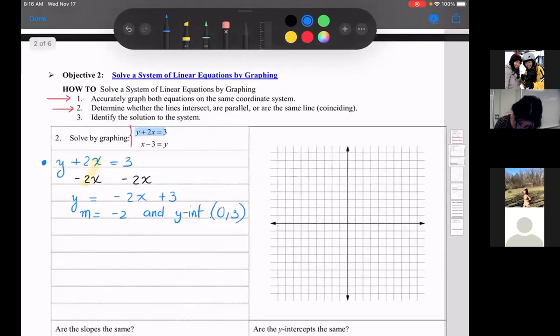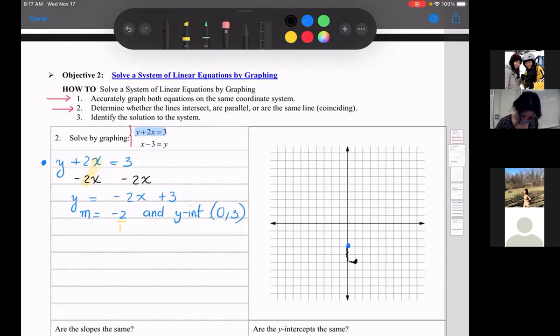And then you start from the y-intercept, (0, 3), right here. The slope is -2, I'm going to write it as -2/1. Is that okay? So you run what? You run down. I'm sorry, you rise down 2 units and then run over 1. So it's right here.